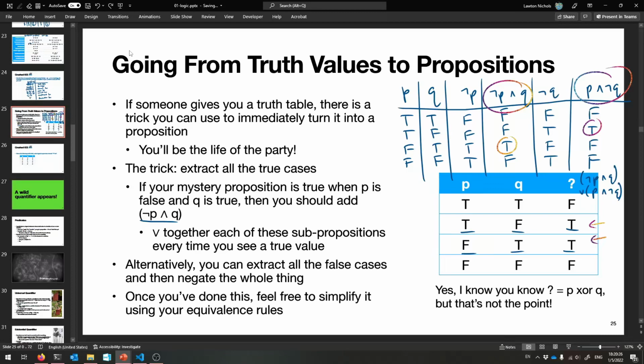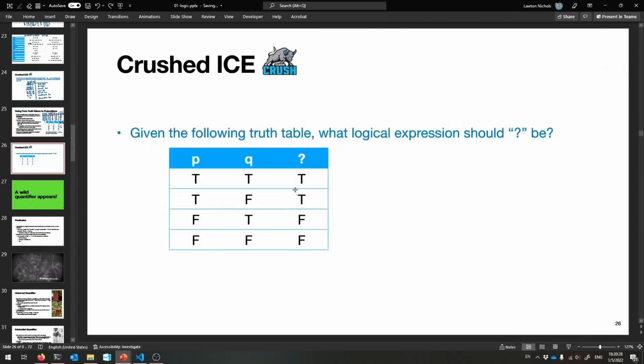Okay, so let me have you try it now. So here is your mystery proposition. It looks like this. This is what its output is for P and Q values. So what in the world should the question mark be? Go ahead and figure it out. Okay? So pause the video, give that a try. And then we'll do it together. Well, or I'll show you my way of answering it.